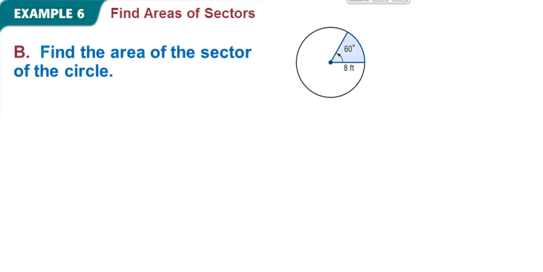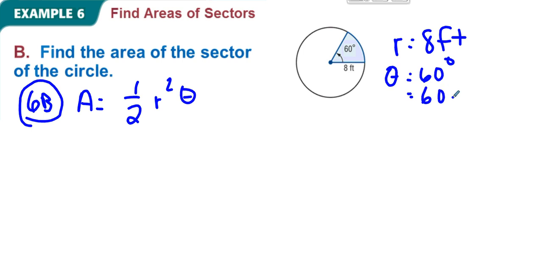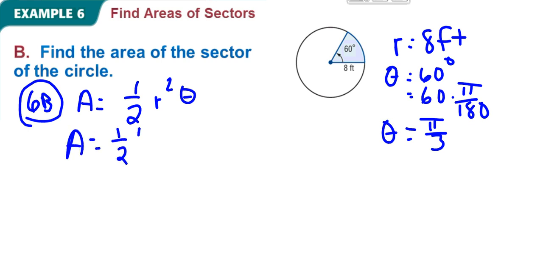Last problem in this lesson, finally, hooray. So 6b. Same kind of thing. Area is equal to 1/2 r squared theta. Here r is 8 feet, and so just always look at the picture, make sure you know the radius, and theta is 60 degrees, but we know we have to convert that into radians, so we multiply by pi over 180, and that is pi over 3 for theta. So then we'll just substitute that in. Area is 1/2 times 8 squared times pi over 3.